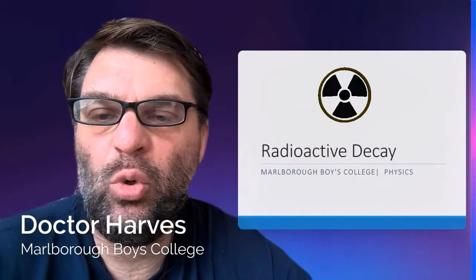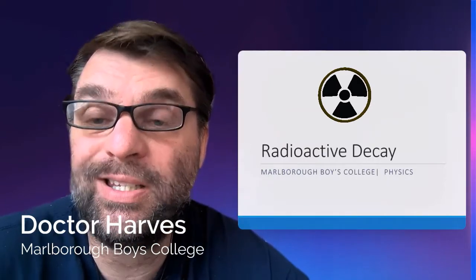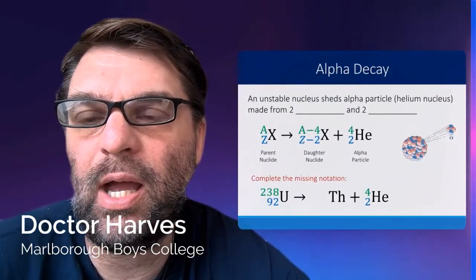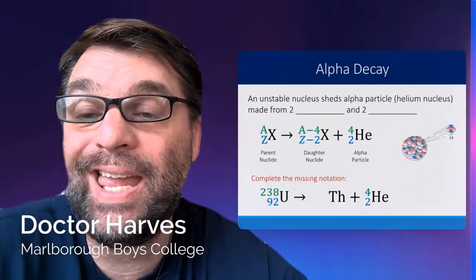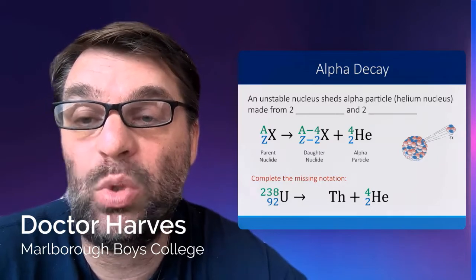So welcome back, Level 2 physicists, continuing on with the atomic and nuclear physics internal, today looking at radioactive decay. In the previous presentation, we discussed how isotopes undergo decay to become stable, and there are three major types of decay which we're going to look at today.